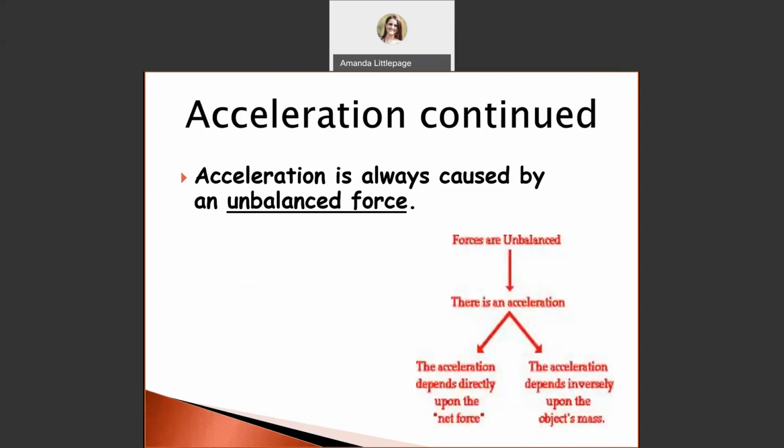Movement, motion, and acceleration are always caused by unbalanced forces or a change in motion. Let's put it that way. A change in motion or acceleration is caused by unbalanced force.